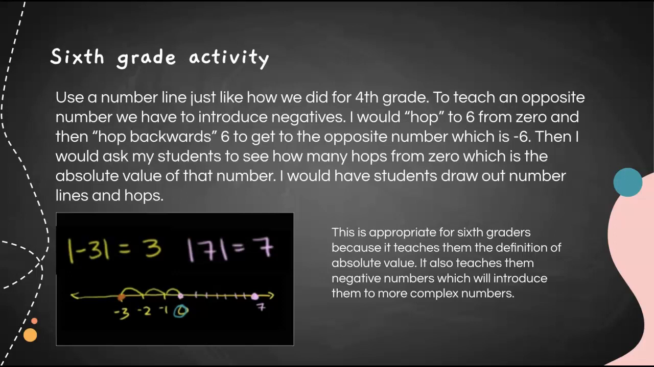Then I would ask my students to see how many hops from 0 to a certain number, which is the absolute value of that number. So I would have students draw number lines and hops. This is appropriate for sixth graders because I feel like it teaches them the definition of absolute value. It also teaches them the negative numbers that will introduce them to more complex numbers such as irrational numbers that they will learn in eighth grade.